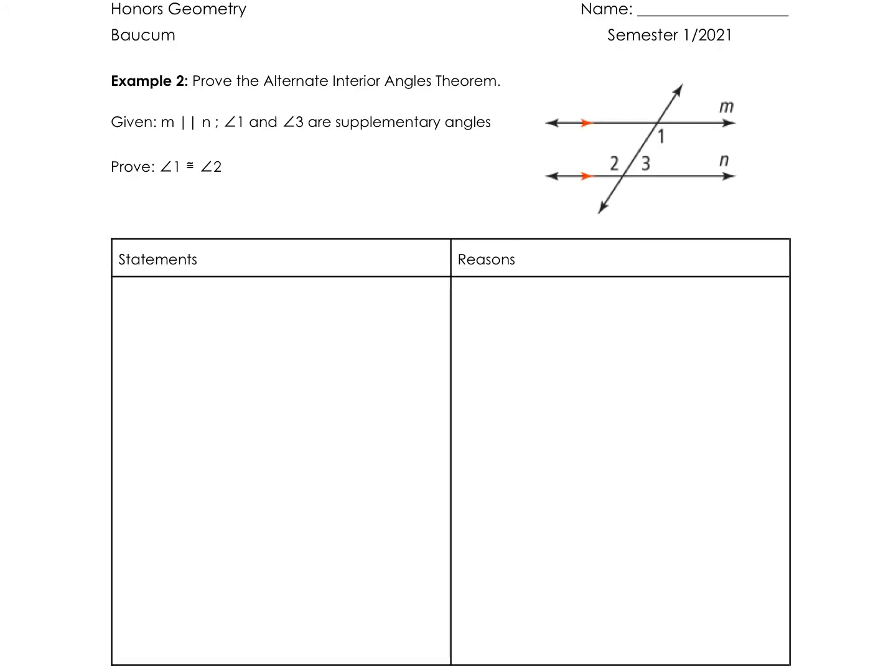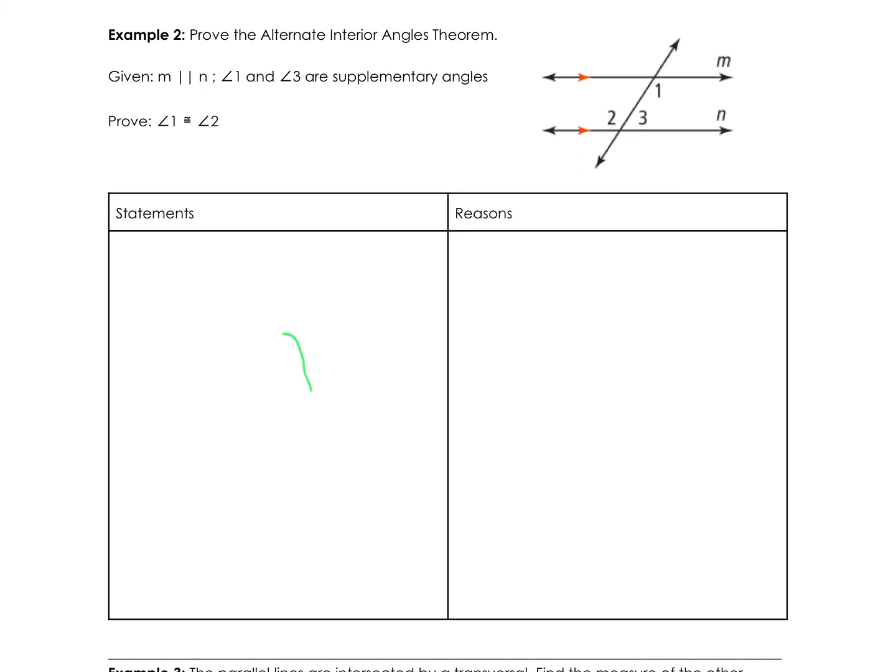So we're going to prove the alternate interior angles theorem. All right. We just stated this theorem that alternate interior angles are congruent. So now let's prove it. I'm going to do a two-column proof here. And if you've come up with a different way to do this, that's fine as well. But we're given that M is parallel. That right there means parallel. That's just shorthand notation. M is parallel to N.